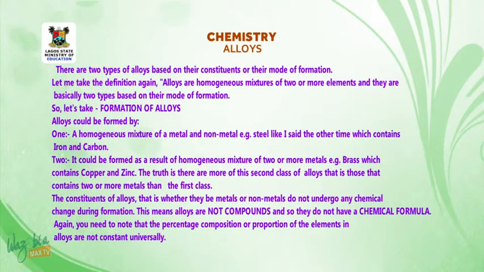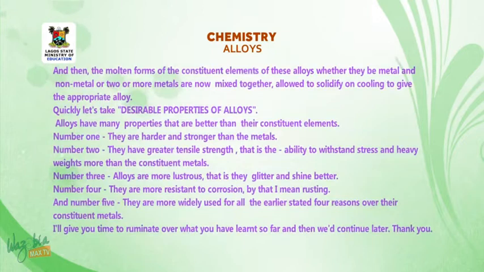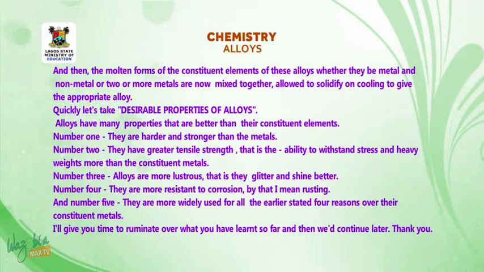The constituents of alloys, that is, whether they be metals or non-metals, do not undergo any chemical change during formation. This means alloys are not compounds, and so they do not have a chemical formula. Again, you need to note that the percentage composition or proportion of the elements in alloys are not constant universally. And then the molten forms of the constituent elements of these alloys, whether they be metal and non-metal or two or more metals, are mixed together and allowed to solidify on cooling to give the appropriate alloy.